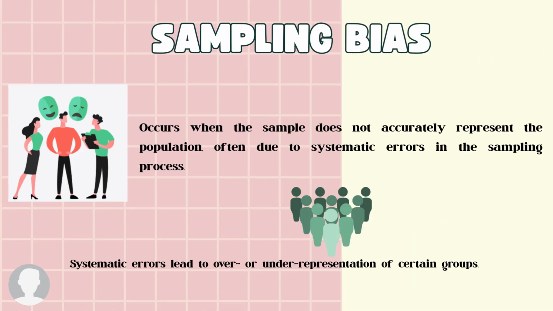Sampling bias. Sampling bias occurs when a sample does not accurately represent the population it is intended to reflect. This often happens due to systematic errors in the sampling process. These errors can lead to certain groups being overrepresented or underrepresented, which affects the reliability of the study.